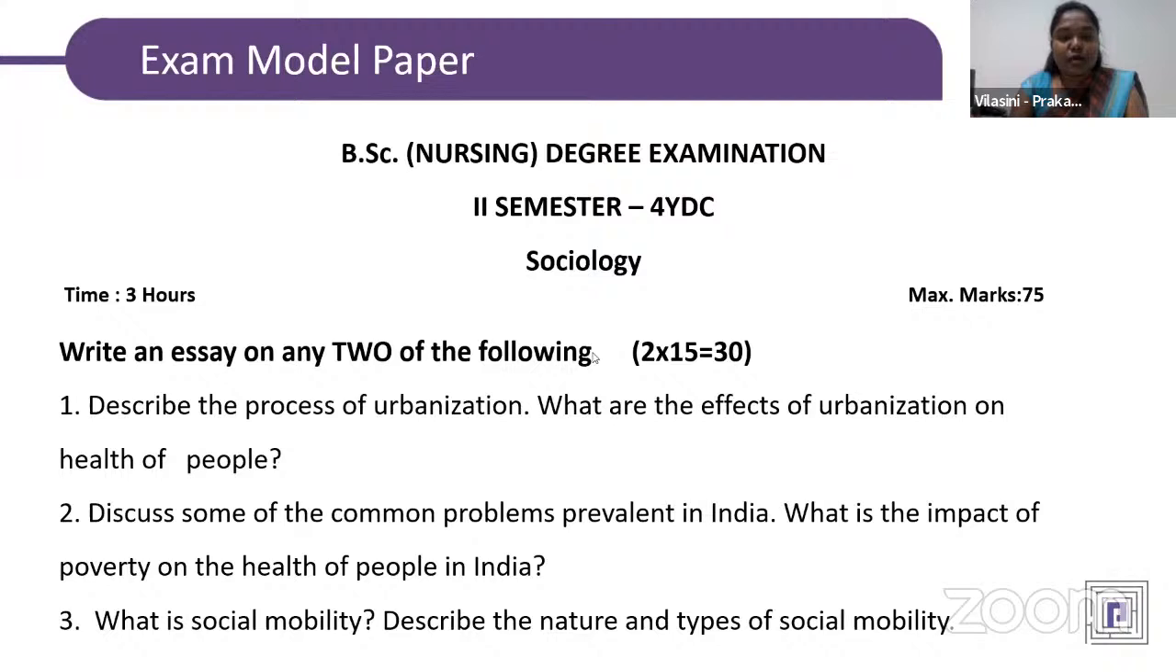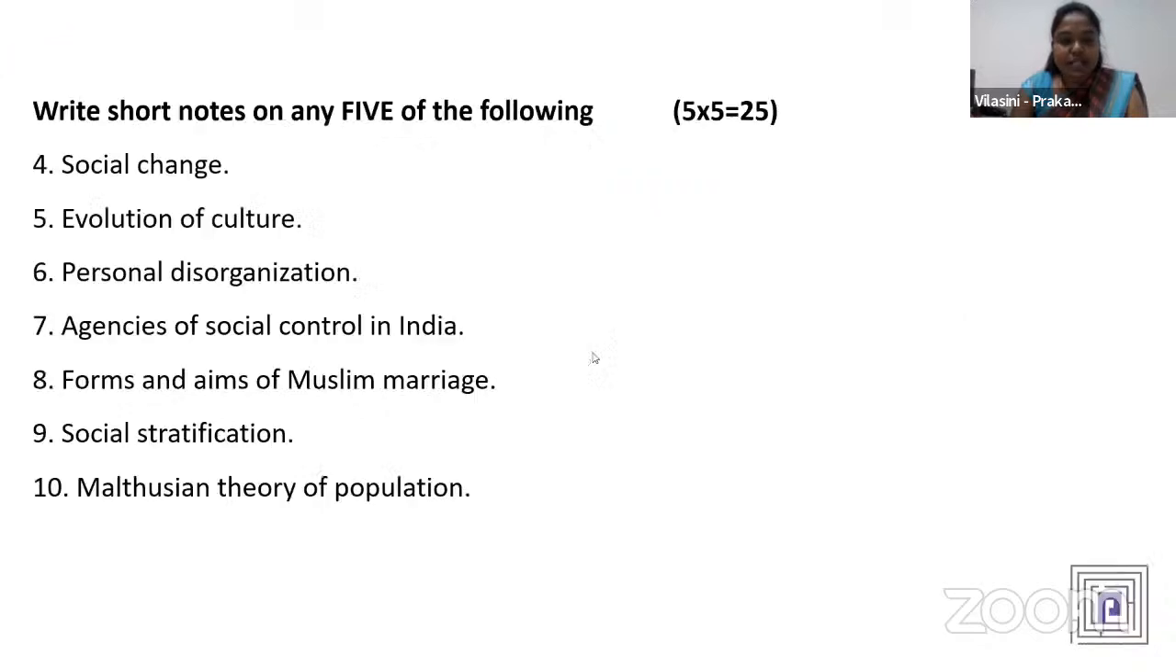Then this is the model question paper for the semester. The first essay section asks you to attempt any two, which carry 15 marks each. So here you can score 30 marks if you attempt two questions. Then coming to short notes, you have to write any five questions out of seven, and each carries 5 marks. This is the model paper of the university.